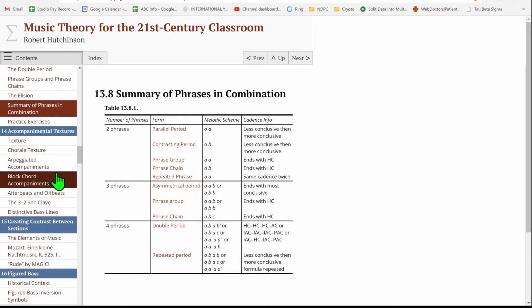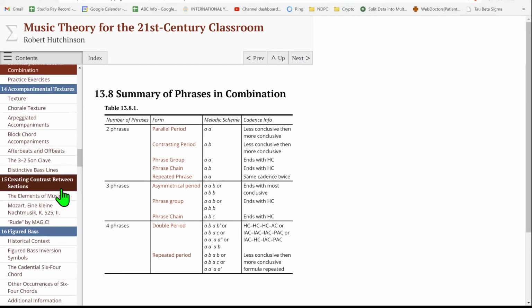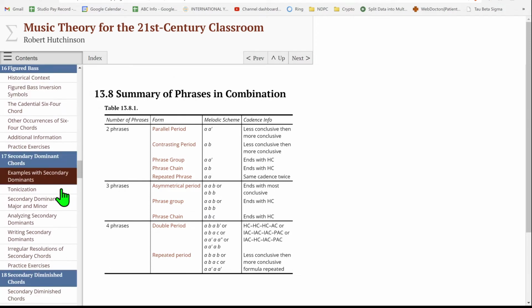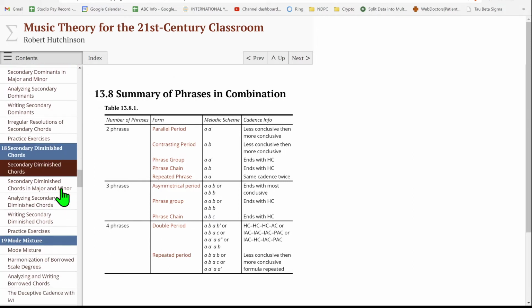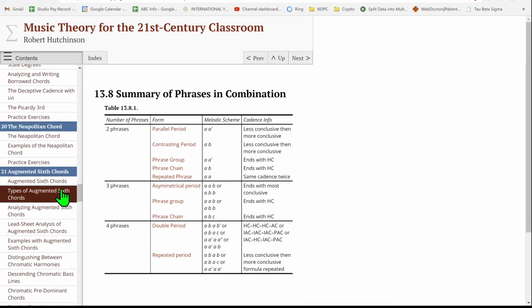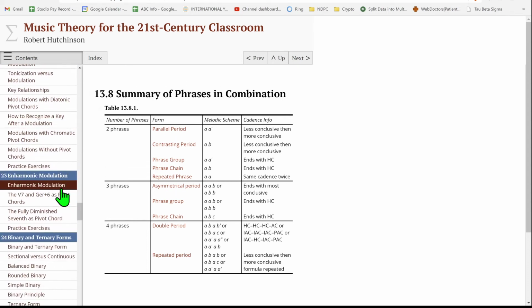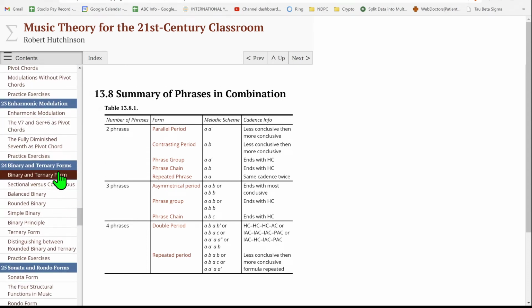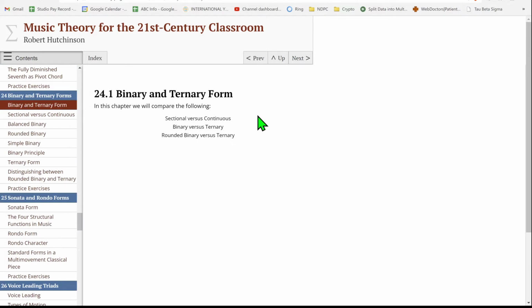So this is just a great website. Let's see, why am I not seeing form? Let me see if I can find it. Mode mixture, no, augmented 6, modulation. Oh, here we go, binary. Great. So bi means 2, of course. All right, so binary form. And binary must have an A and a B. That's the main thing that you have to understand, okay?